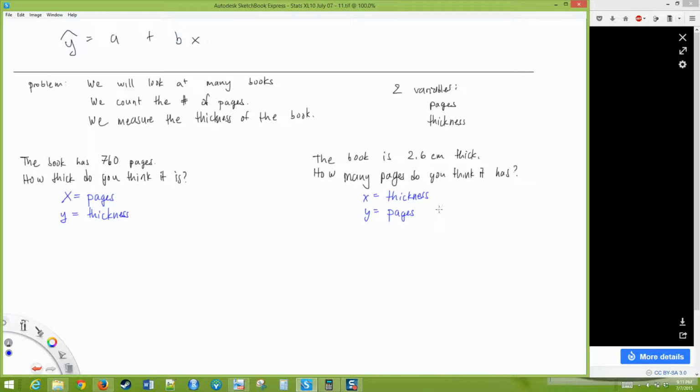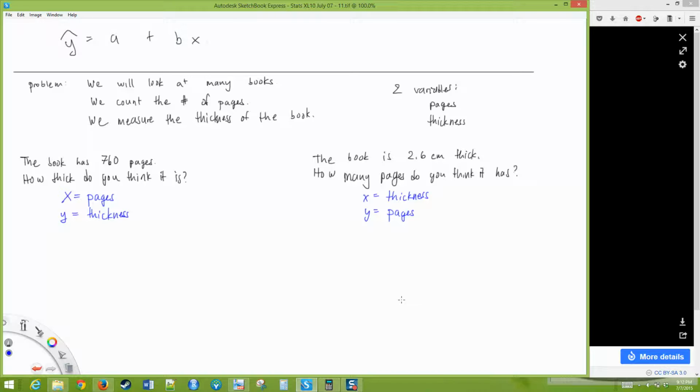Is that okay? So you always want to make sure you are setting up your regression equation correctly, and you understand what is being predicted and what is being entered. Here we are using the number of pages to predict how thick it is. Over here we're using the thickness to predict the number of pages. It all depends on how the questions are set up and how you're going to use the data. So let's try this out.